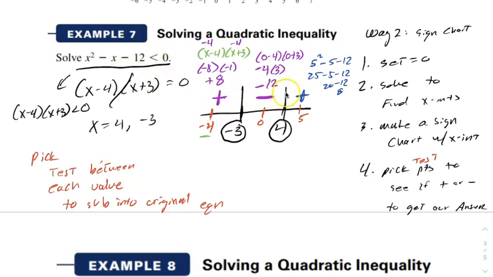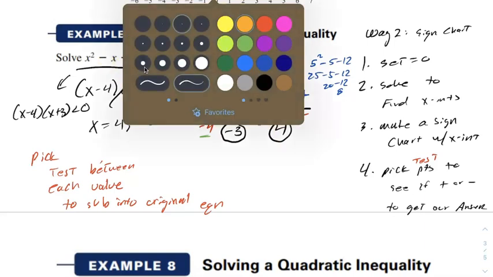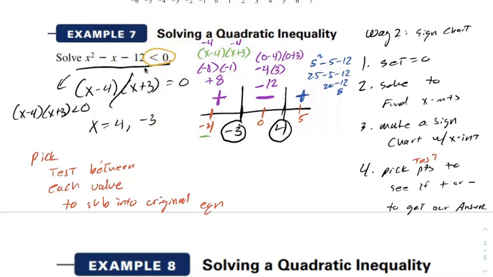So what does this tell me? Well, the only thing I want is where it's less than 0. Which one's less than 0? The fact you want less than 0 means you want a negative number. So my answer is the middle, from -3 to 4.